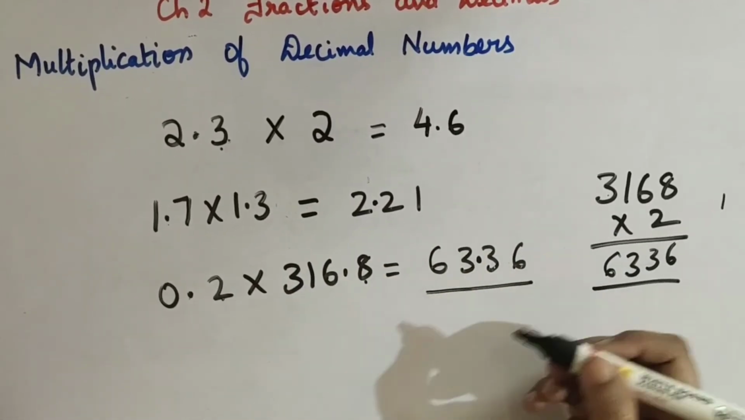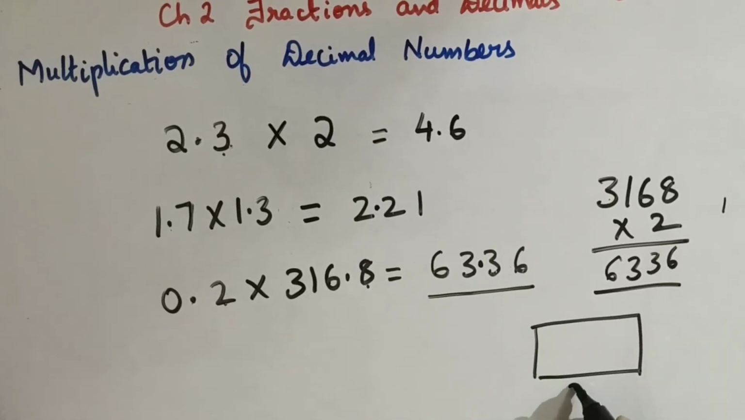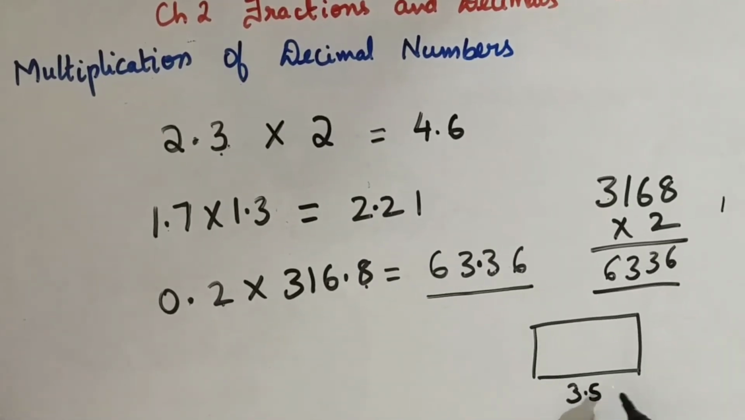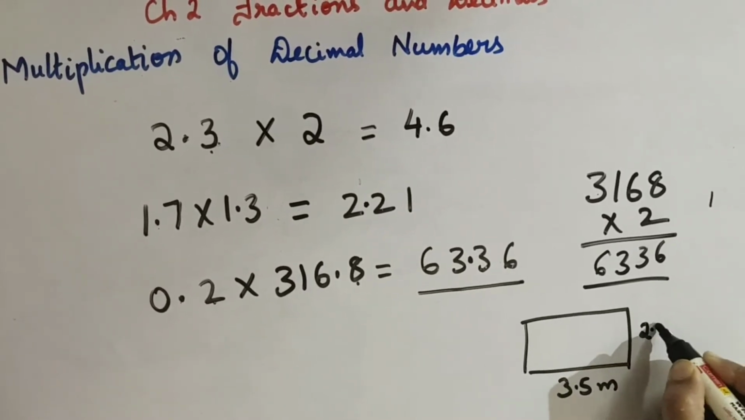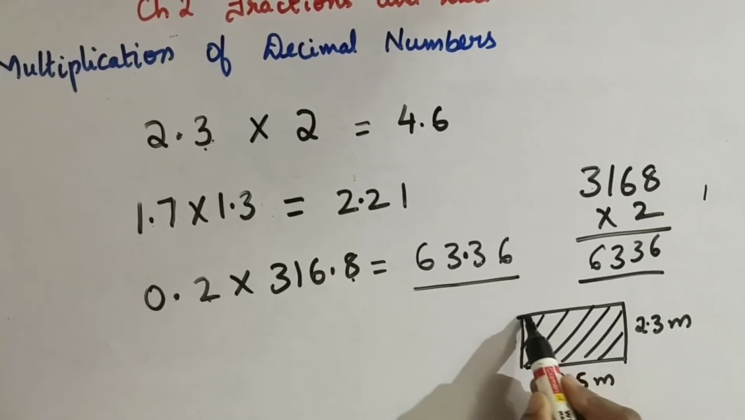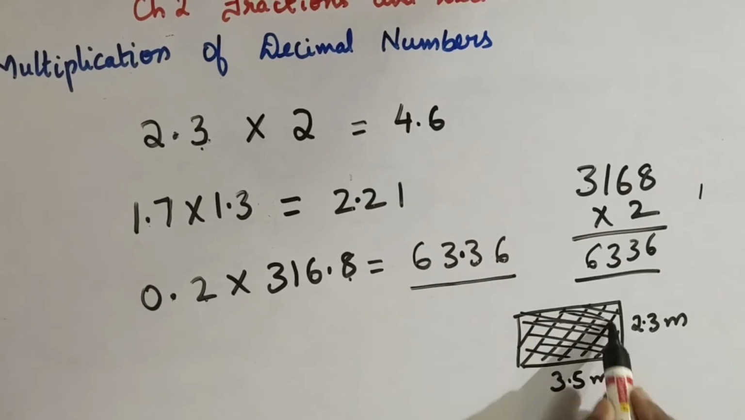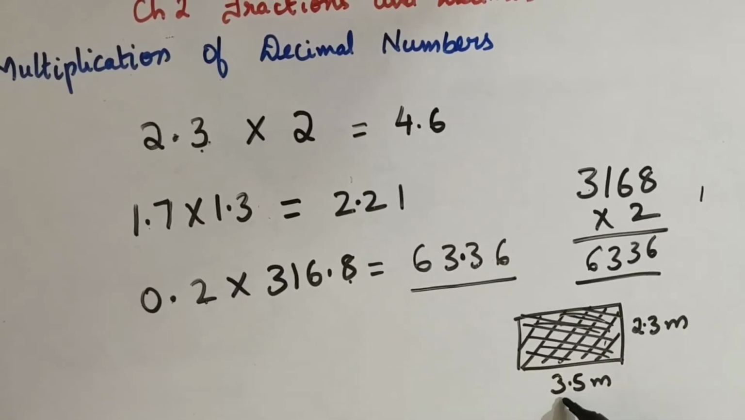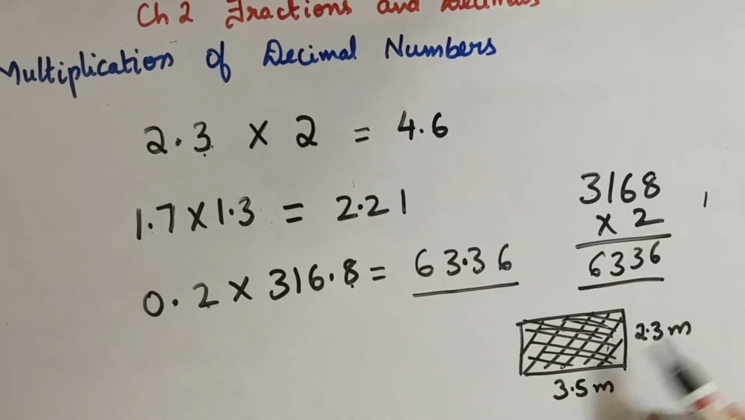For example, you have a rectangular garden of length say 3.5 meters and breadth of 2.3 meters. Then what is the total area of the field? Area is nothing but the total space occupied by this, right? So you will multiply 3.5 into 2.3. So it's not at all a difficult thing to multiply the decimal numbers.